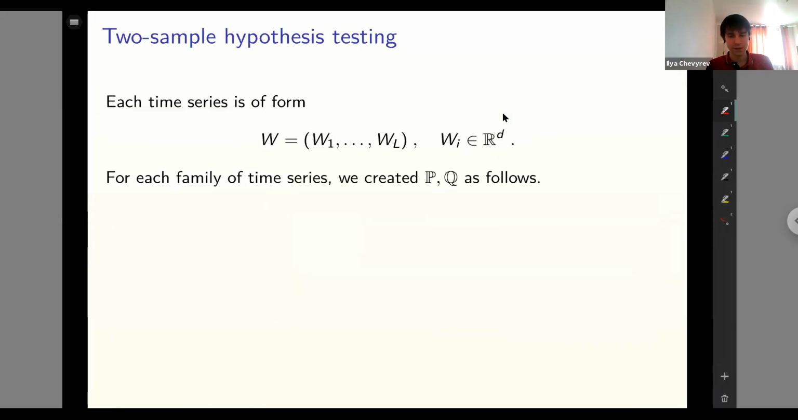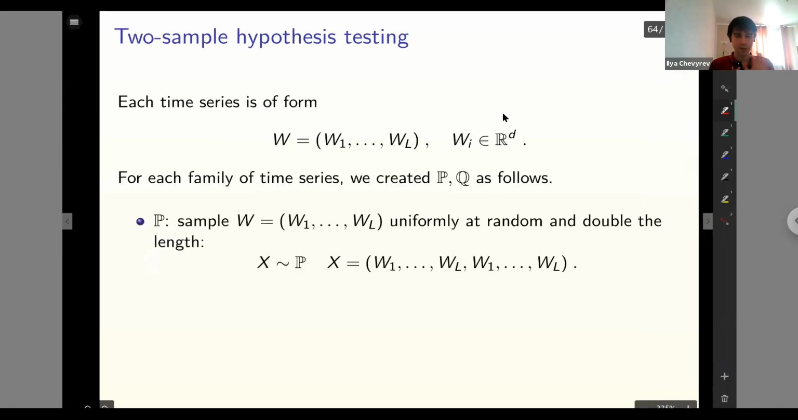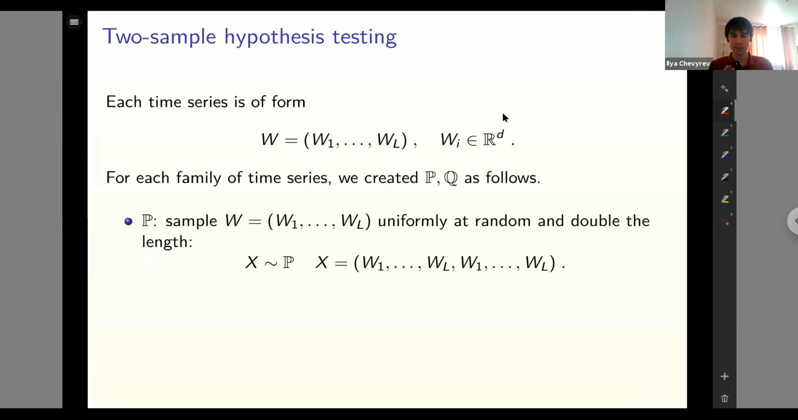What we did is we truncated each time series after L steps. So we looked at the first L parts of this time series, and we created P and Q as follows. P was that we sampled W uniformly at random from each one of these families. Each one of these families contains a huge number of time series. We just sampled one of these time series uniformly at random, and we doubled its length. We concatenated it one after the other. This gave us a sequence of length 2L.